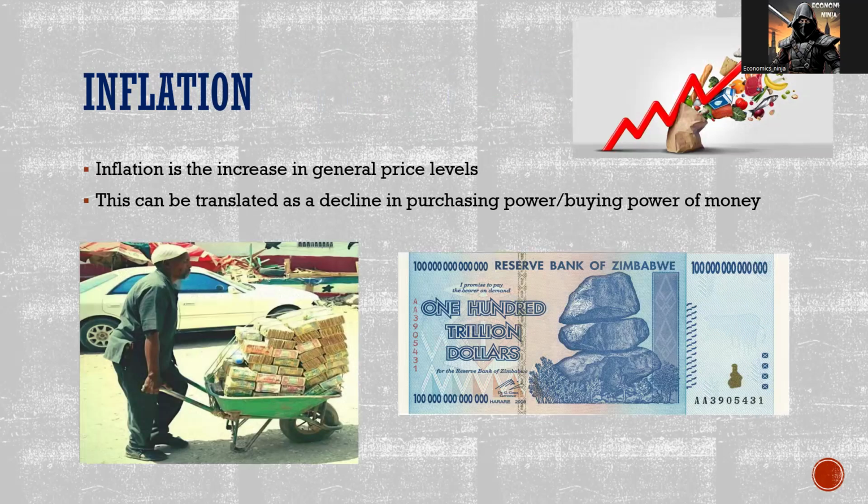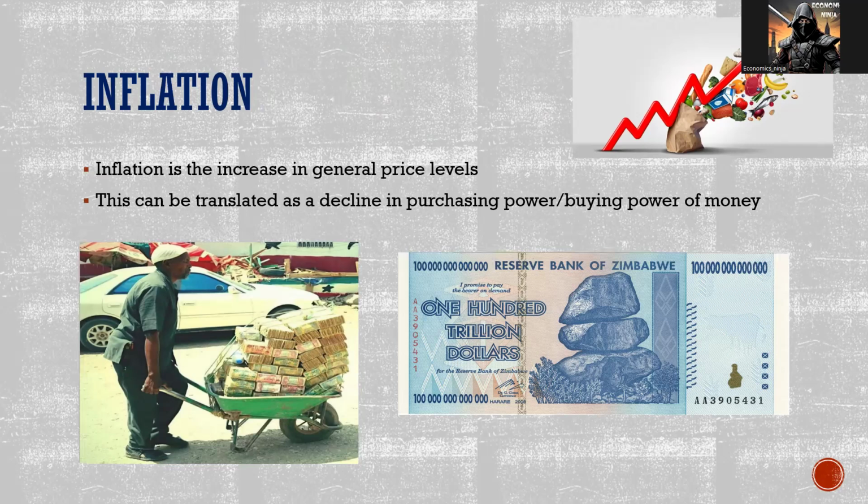So by definition, guys, inflation is just the general increase in prices. So when the prices of goods and services are going up, we say that's inflation. And this can be translated as a decline in purchasing power of money. The word purchasing just means buying, and power can be seen as strength. So when you say that the purchasing power is declining, it means the number of goods and services that your money can buy is decreasing as the prices are going up.